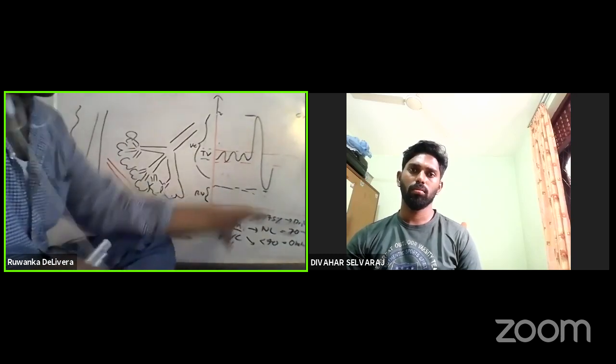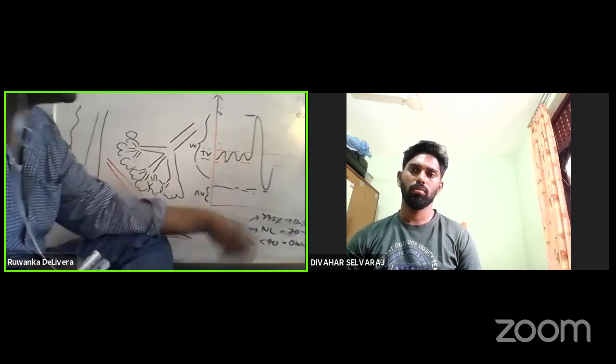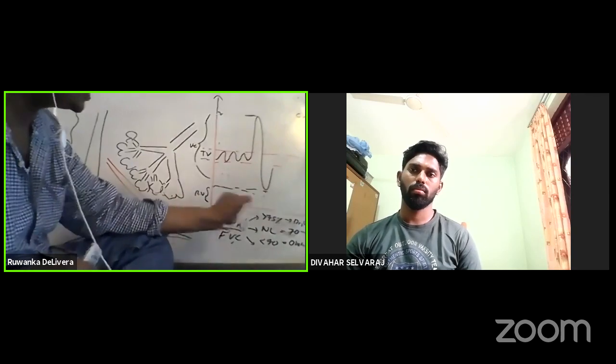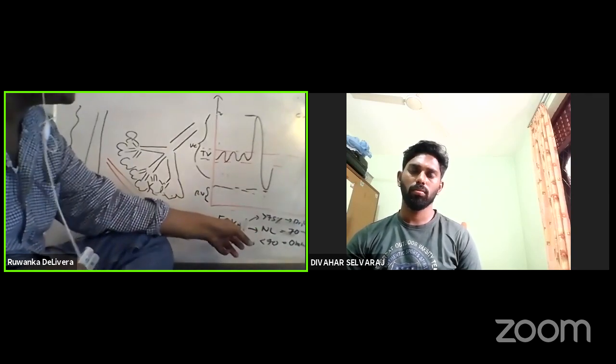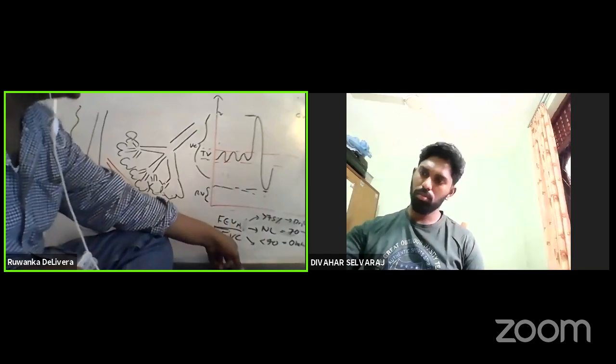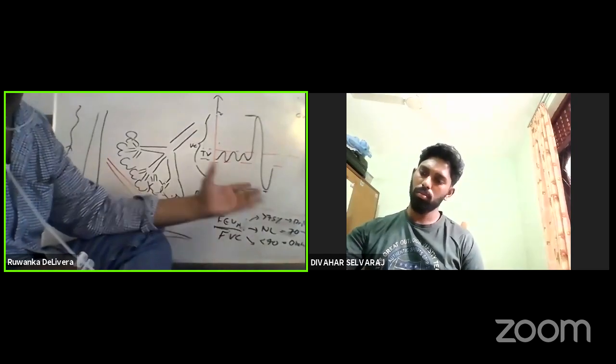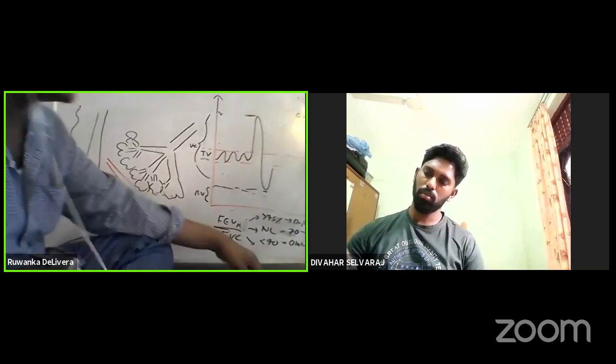But what mainly decreases is the FEV1. So in an obstructive lesion, FEV1 divided by FVC will be significantly low because FEV1 will be significantly low. So it will be less than 70%.